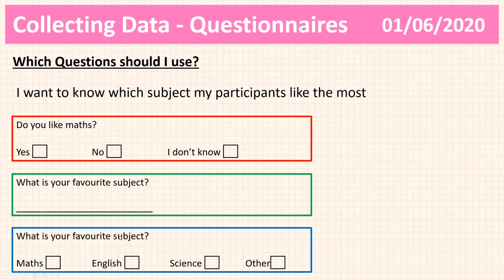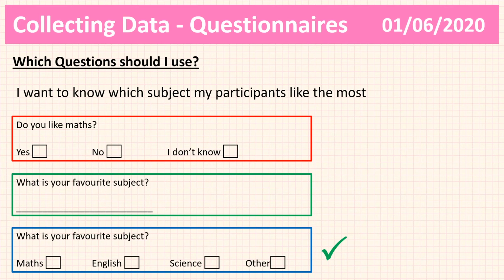Okay, so let's have a look at which one of these options would be the best. Well, out of the 3 questions, the best one would be the blue question, the one on the bottom. And this is why. If you look at the first question, it says, do you like maths? Yes, no, I don't know. Now, this question is what we call a leading question. This question leads you in a particular direction. Now, if you answered, do you like maths?